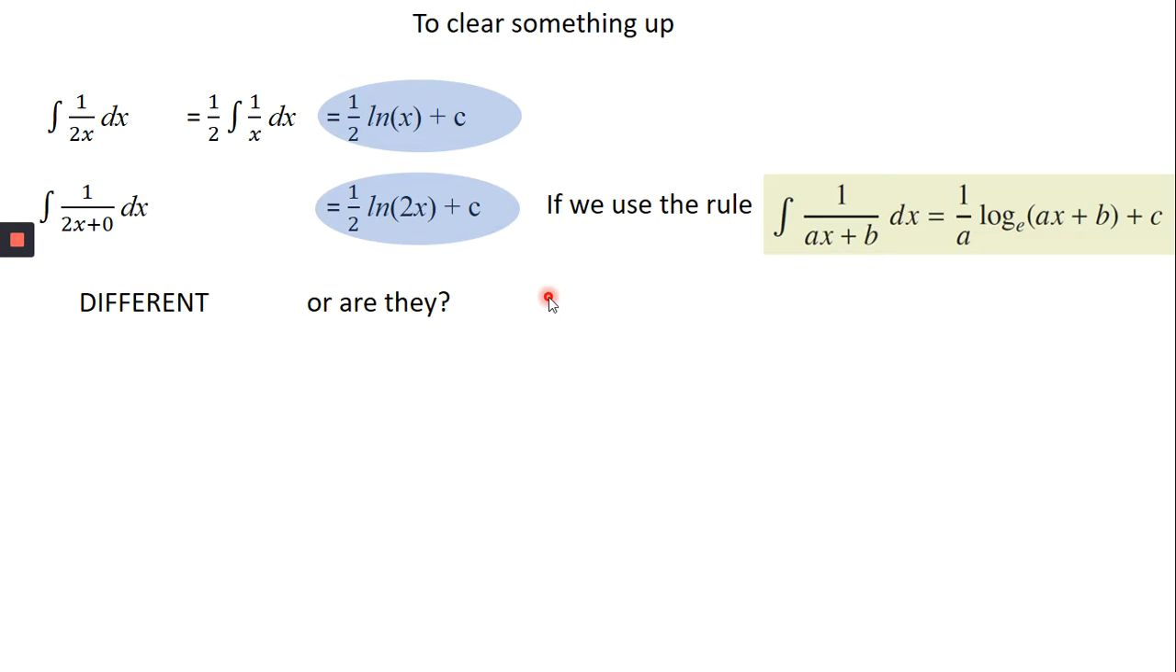Or are they? Ooh, spooky. It's just that these c's are different. So this one here might be a half ln x plus 10. This one might be a half ln 2x plus 5, and they actually end up being the same thing. I'll show you.